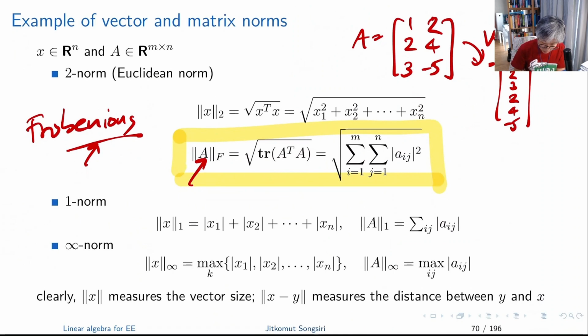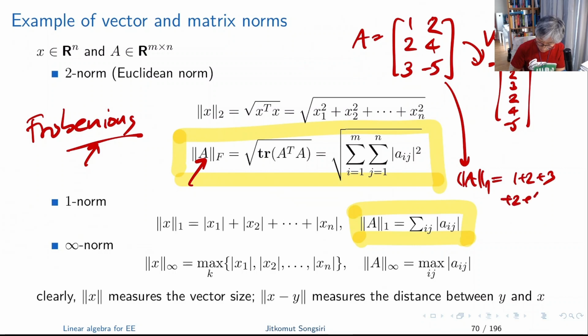So we have a similar definition for the one norm of a matrix: just take the absolute sum of all the entries. And for the infinity norm of a matrix, you just take the absolute value of all aij and then take the maximum one. In this example, the norm one of this matrix would be 1 plus 2 plus 3 plus 2 plus 4 plus 5. And the infinity norm of A would be 5, because we just take the maximum absolute value.